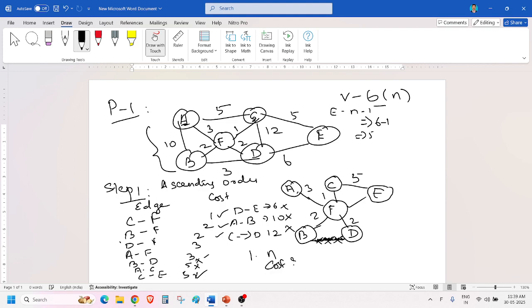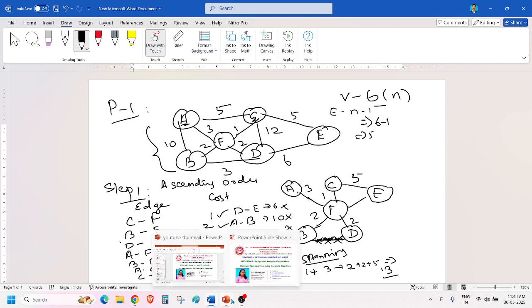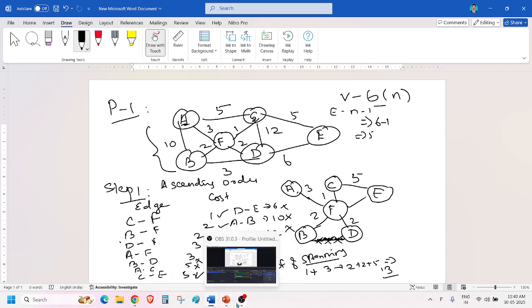So the cost of the spanning tree. Whatever costs we have considered for the formation of a minimum spanning tree, you take all the costs. So we are having 1 plus 3 plus 2 plus 2 plus 5. So the total cost is 13. So this is known as Kruskal's algorithm. Remember the 3 properties: all vertices to be covered, n vertices with n minus 1 edges, and no forming of cycle. These are the very important 3 properties you have to follow for Kruskal's algorithm.